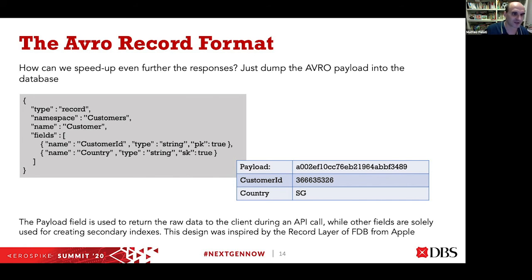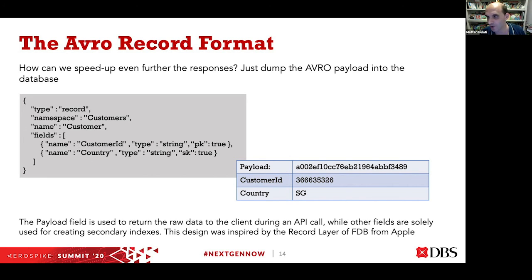So basically, suppose that we have a message, a record similar to what you see here, which is a customer with different fields. We create an Aerospike record where the key is the customer ID, and the payload is the full binary dump in Avro encoding of the record itself.